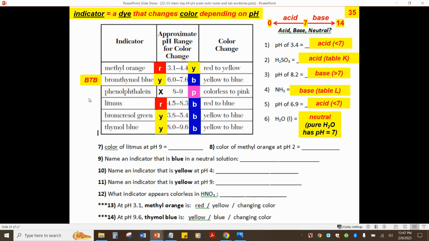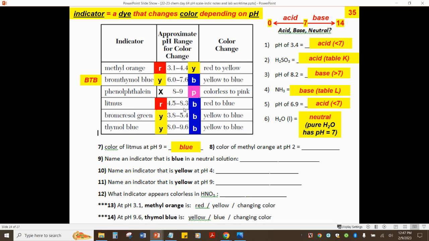What color will litmus turn at a pH of 9? So we take the number 9 and we figure out on the row for litmus, where is a 9 going to fit on this number line? Does 9 fit below 4.5? No. Does 9 fit between 4.5 and 8.3? No. Does 9 fit above 8.3? Yes. Litmus is in the blue zone for pH of 9. Litmus will turn blue at a pH of 9.